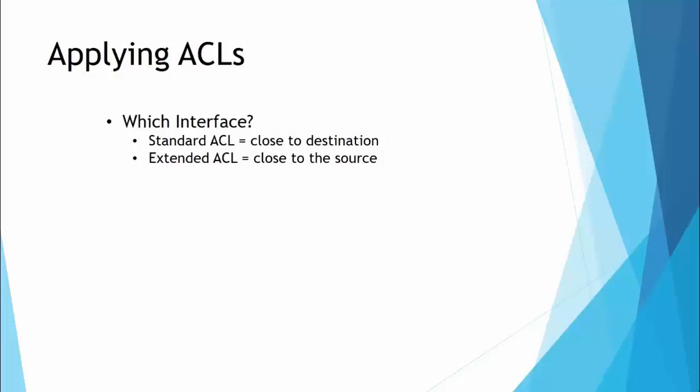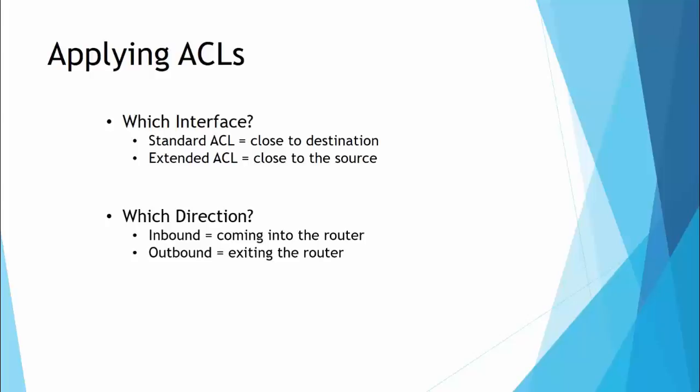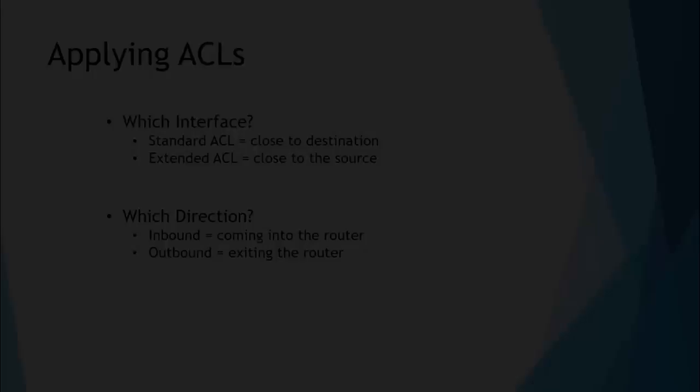The last question we need to consider before applying an ACL is which direction of traffic should be filtered. At any given interface, traffic can flow in two directions: inbound or outbound. When considering direction, we must view it from the perspective of the router. Inbound traffic is traffic coming into the router. Outbound traffic is traffic exiting the router.